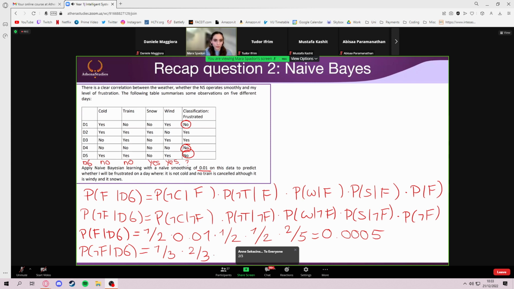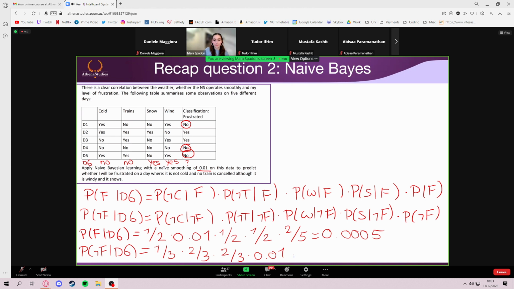And we do the same with the rest. So for snow, we have no instances, so we get 0.01. And for wind, we get 2/3. Sorry, then this should be first, I think. Wind is 2/3.